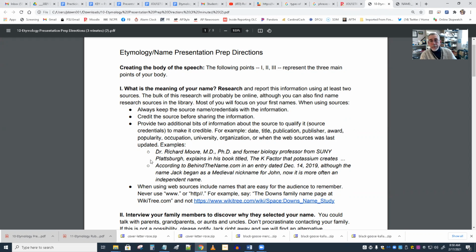Using web sources, you include the name that is easy for the audience to remember. So you're not going to speak out www. You're going to say, for instance, the Downs family name page at wikitree.com. So you try to shorten it. You try not to make it too much like reading out a URL, a web address, but you make sure you say where it came from, what makes it credible, and then give the information.